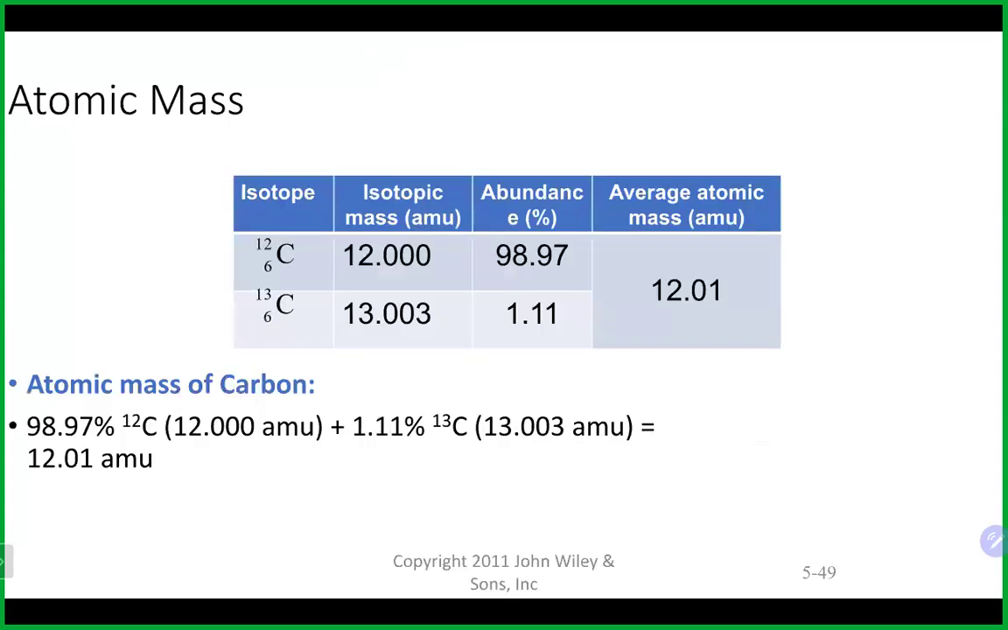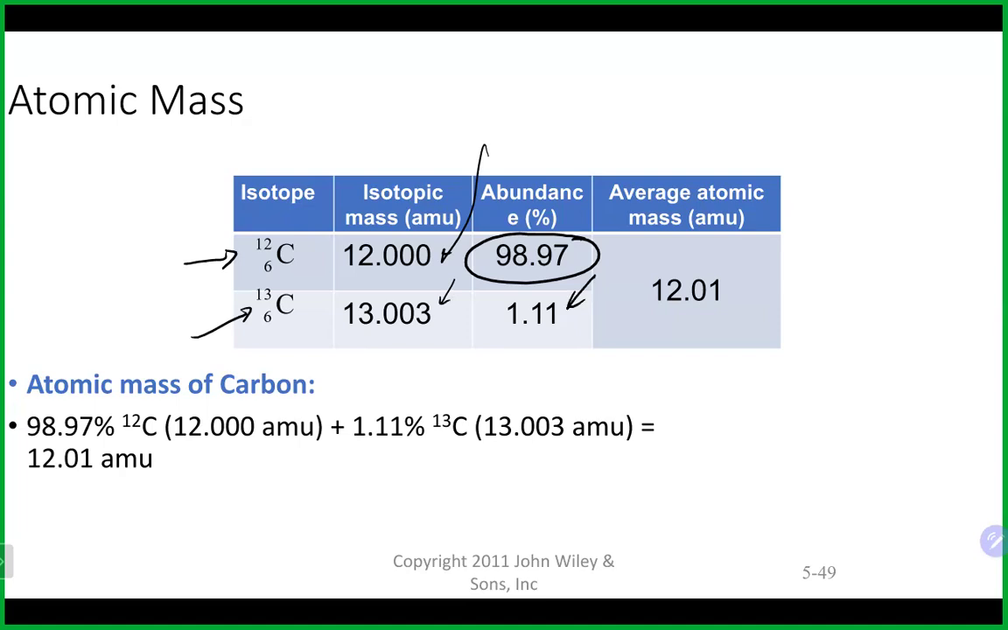So for example here, if we take this, which is carbon, this is our carbon-12 isotope, and this is the atomic mass of the carbon-12 isotope. And essentially it occurs about 99% of the time. This is our carbon-13 isotope, and the mass of the carbon-13 isotope, as you can see, is a little bit different, and it occurs about 1% of the time.